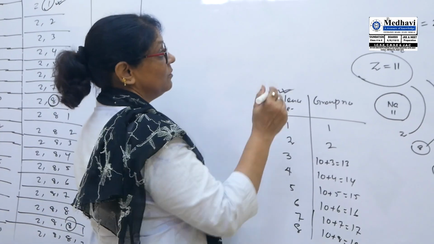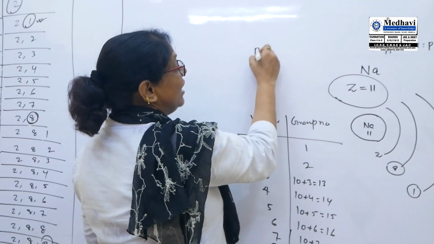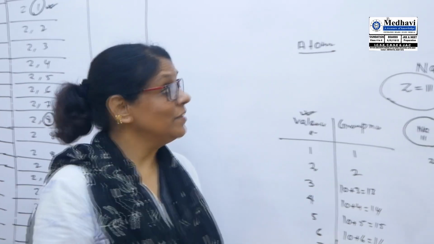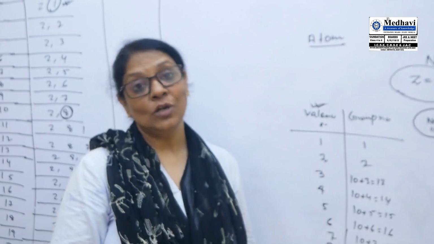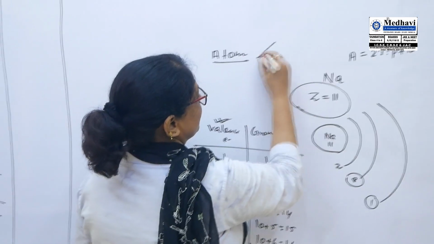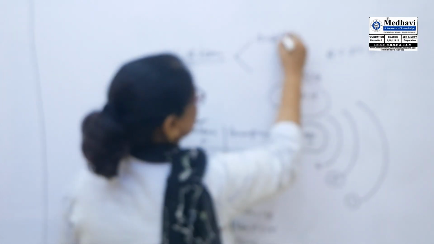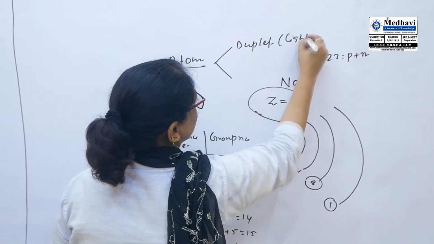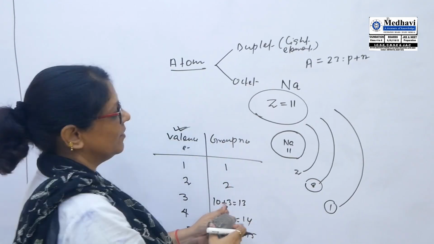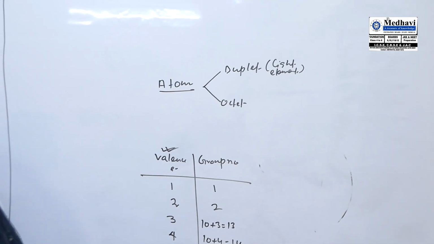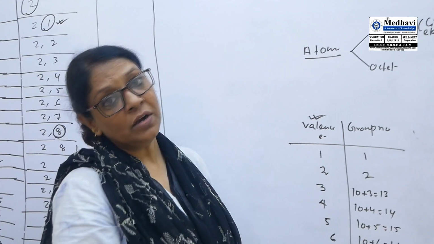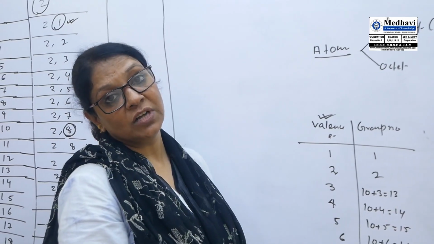It is a very, very important point: why do atoms react? An atom reacts to fulfill either duplet or octet configuration. Duplet we use for light elements, and octet we use for heavy elements. This is the requirement of an element. Either it will fulfill 2 electrons or 8 electrons in its outermost orbit.